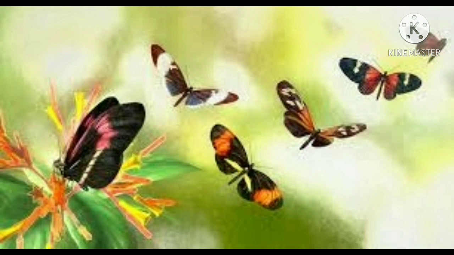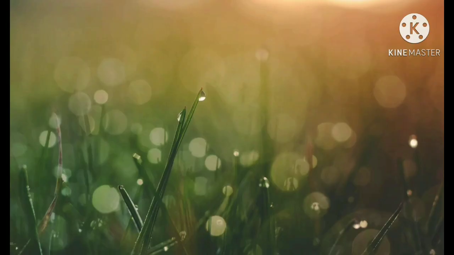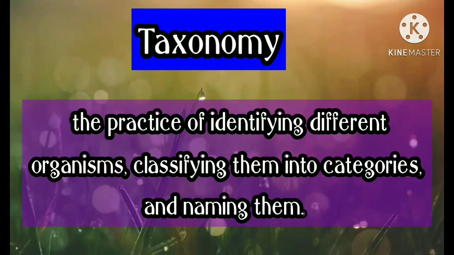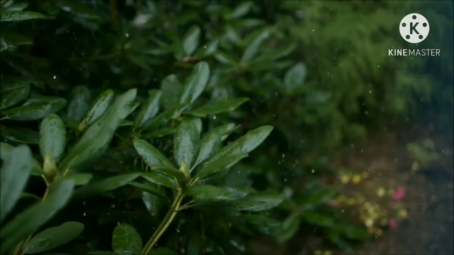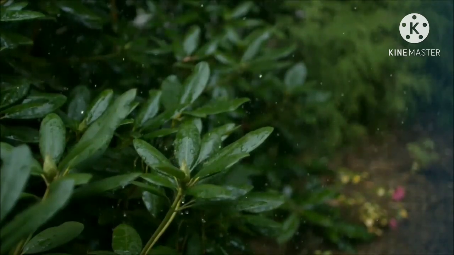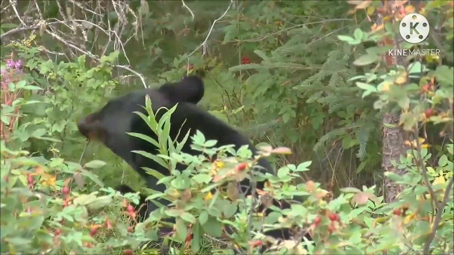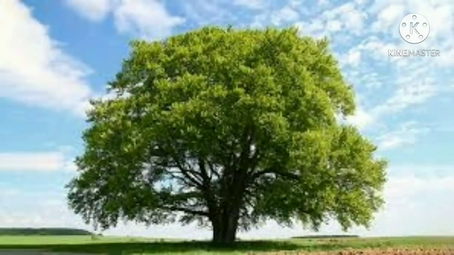We are now going to know the different taxonomy hierarchy. Taxonomy is the practice of identifying different organisms, classifying them into categories, and naming them. All organisms, both living and extinct, are classified into distinct groups with other similar organisms and given a scientific name. The classification of organisms has various hierarchical categories. Categories gradually shift from being very broad and including many different organisms to very specific and identifying single species.